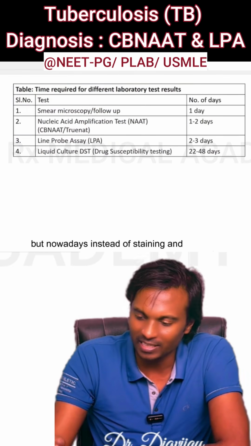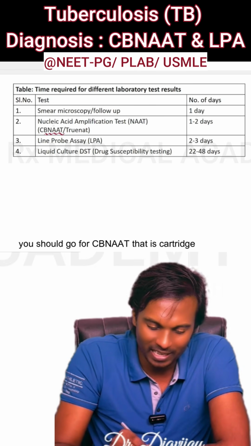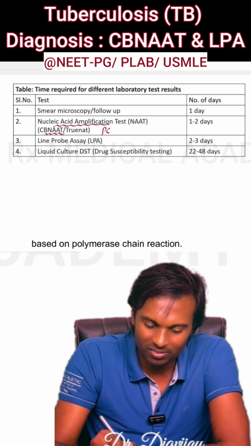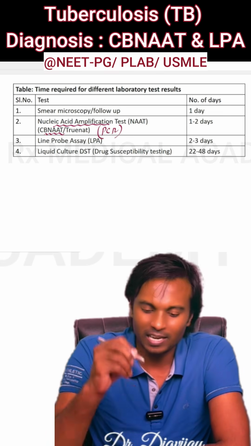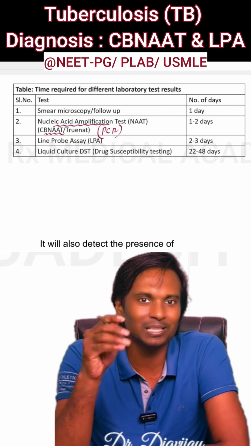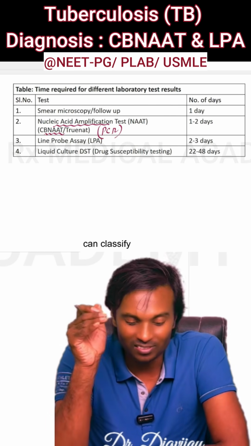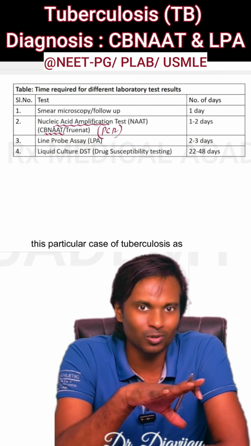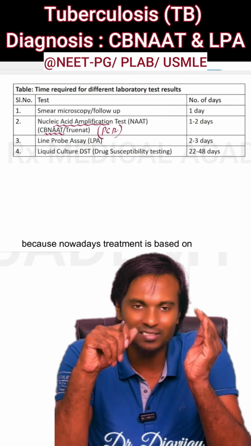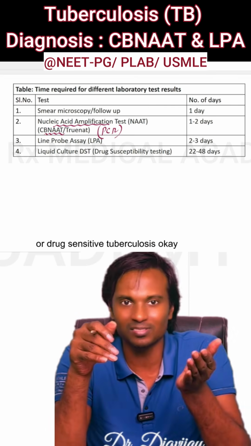Nowadays, instead of staining and culture, if facilities are available, you should go for CBNAAT, that is cartridge based nucleic acid amplification test based on polymerase chain reaction. It will detect the DNA of Mycobacterium tuberculosis. It will also detect the presence of resistance, particularly against rifampicin, so that you can classify this particular case of tuberculosis as drug resistant or drug sensitive tuberculosis, because nowadays treatment is based on whether a person is having drug resistant or drug sensitive tuberculosis.